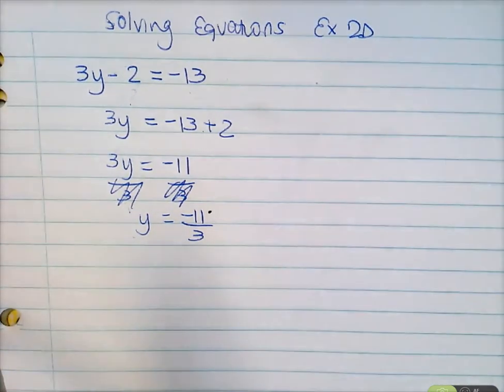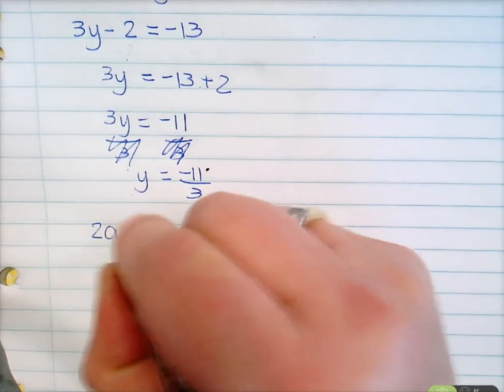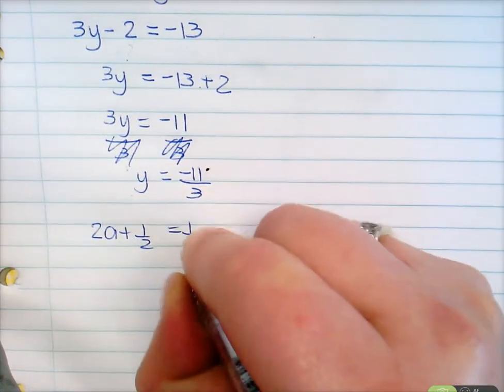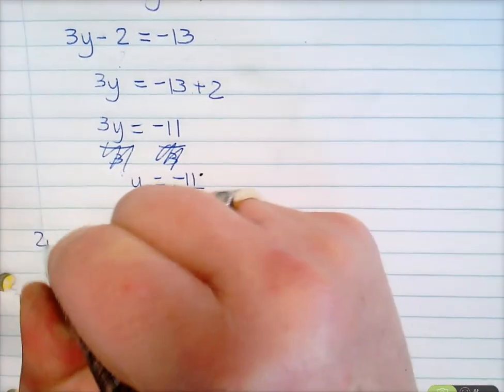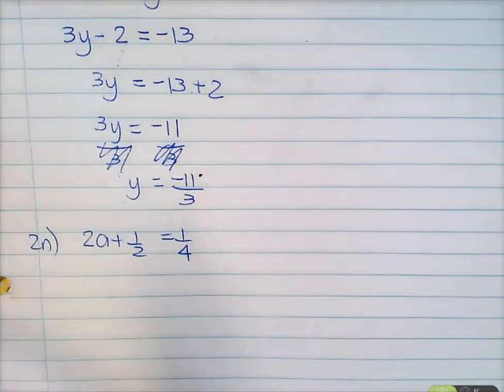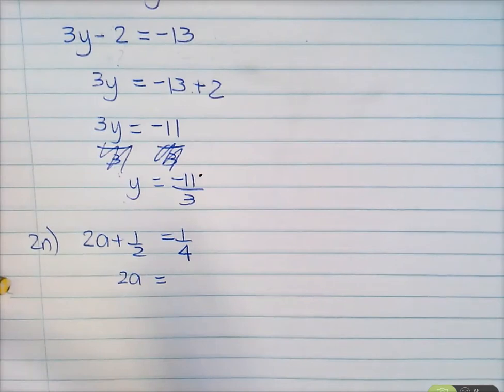Let's try another one. 2a plus a half equals a quarter. Now I know some of you won't like the look of that. Girls, a half and a quarter are numbers that you can just add or subtract quite easily. So girls, what am I going to do with the quarter? What's the opposite of plus a half, sorry?